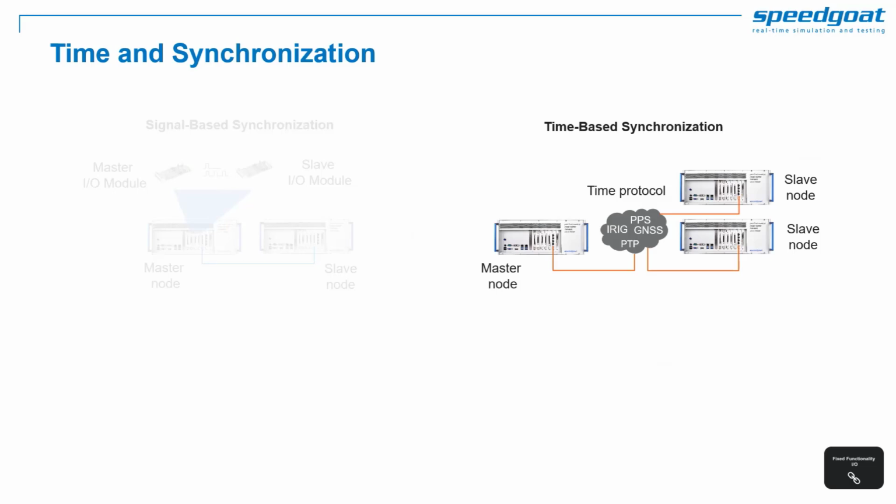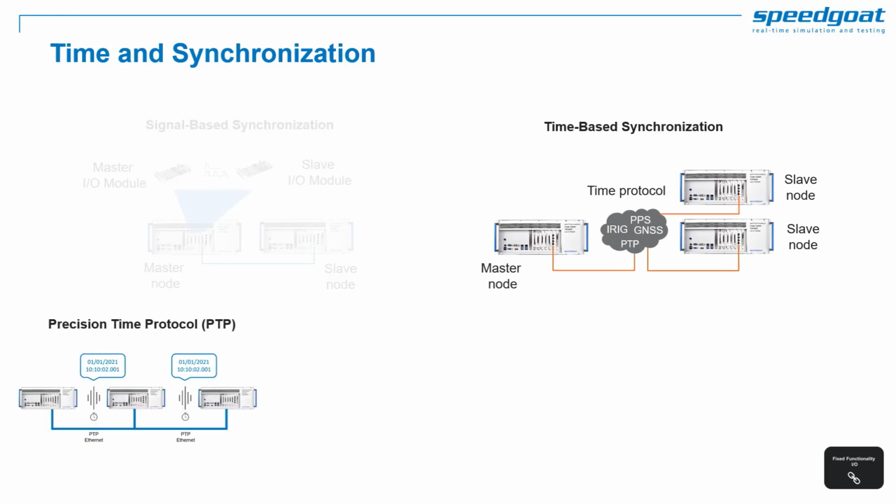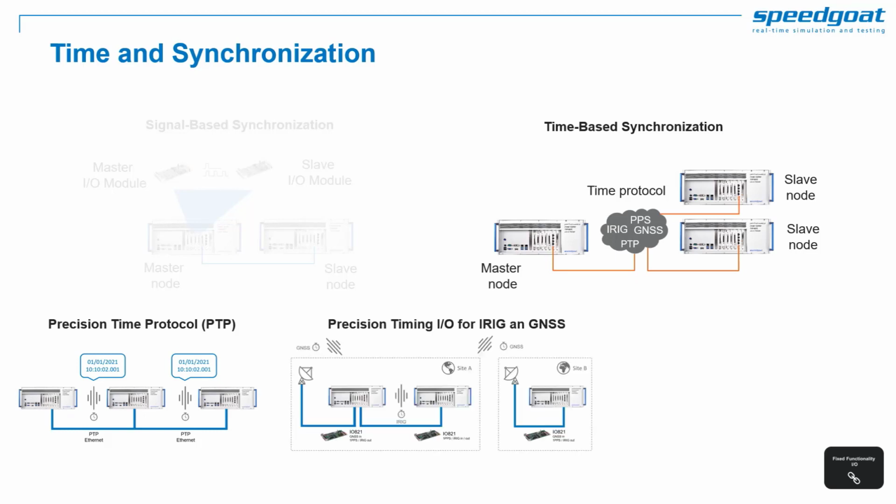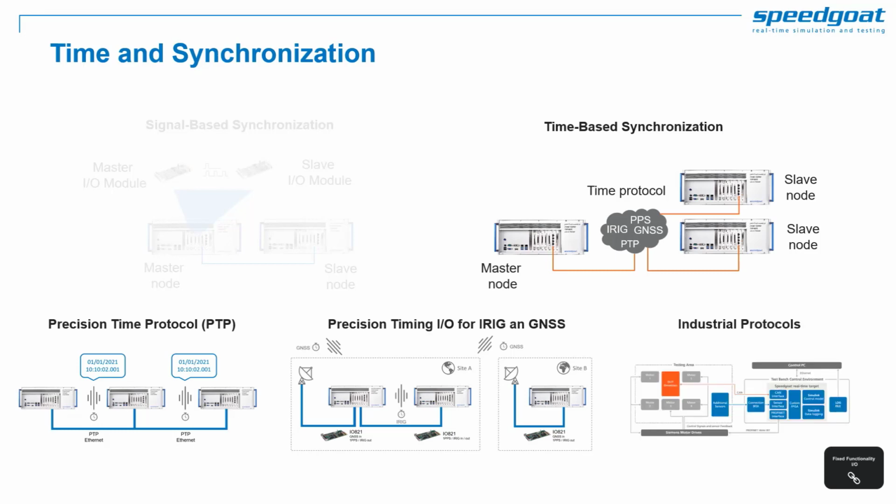We may also need to synchronize HIL simulators over logged instances, or timestamp our data with an absolute time reference. For these situations, time-based solutions make a much better fit. For instance, you can use Precision Time Protocol to synchronize clocks of several nodes within the same network, or use Precision Timing I/O modules to align system clocks in the same or multiple sites using GNSS timing sources. You can also synchronize systems using specific protocols like EtherCAT or Profinet.